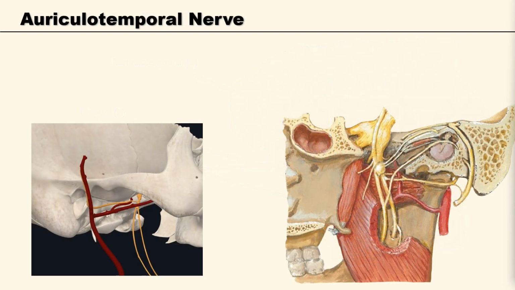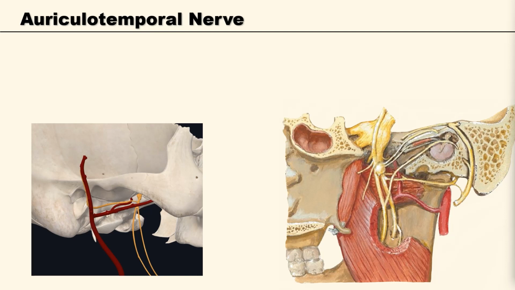The first branch of the posterior trunk is the auriculotemporal nerve. As mentioned earlier, we've come across this nerve before when we looked at the secretomotor supply to the parotid gland. Please be very clear though, the trigeminal fibres that run in the auriculotemporal nerve have nothing to do with secretion. They are all sensory fibres.